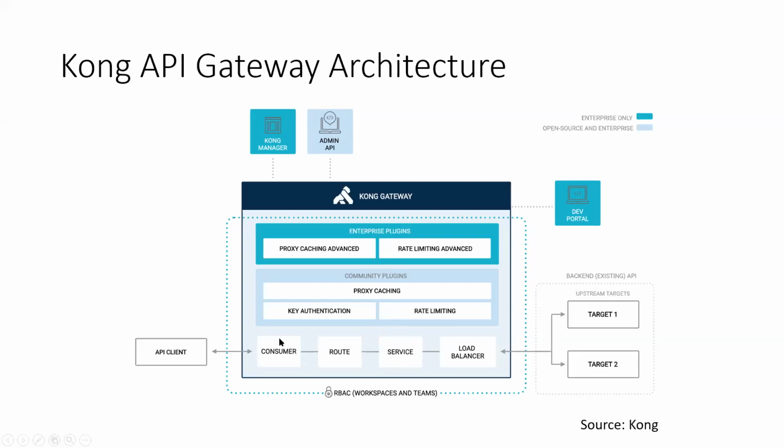So what we will do today is implement all of this using Kong Gateway. We will start by installing Kong Gateway, and then we will create a consumer, route, and service. Then we will connect to the backend API, and then we will test the whole thing.